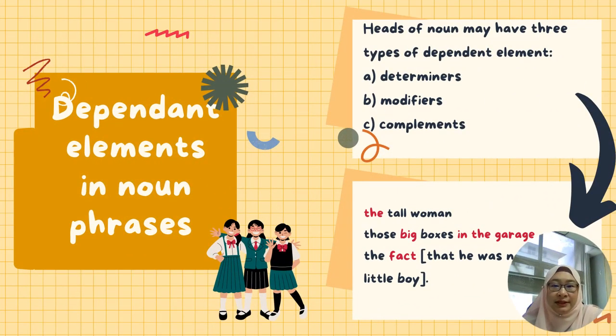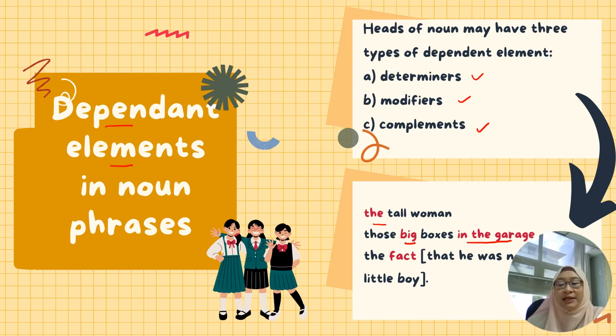Previously, we have learned that a head can be modified by pre-modifiers or post-modifiers, and these pre-modifiers and post-modifiers are also known as dependent elements, in which they need a head to make them complete. And these dependent elements can be in the form of determiners, modifiers, or complements. For example, the tall woman, those big boxes in the garage. So these are modifiers in the form of adjectives and a prepositional phrase.